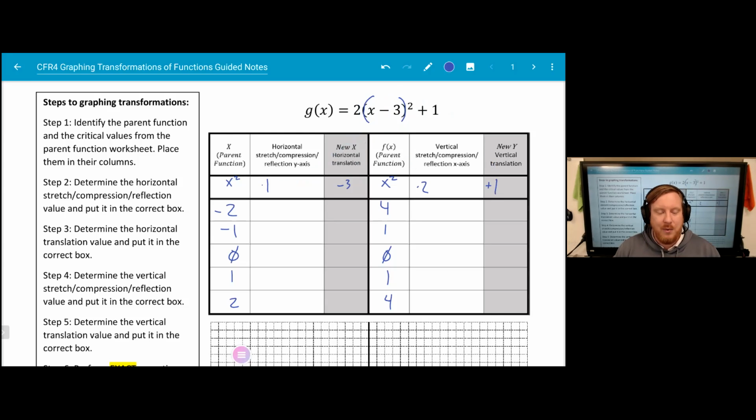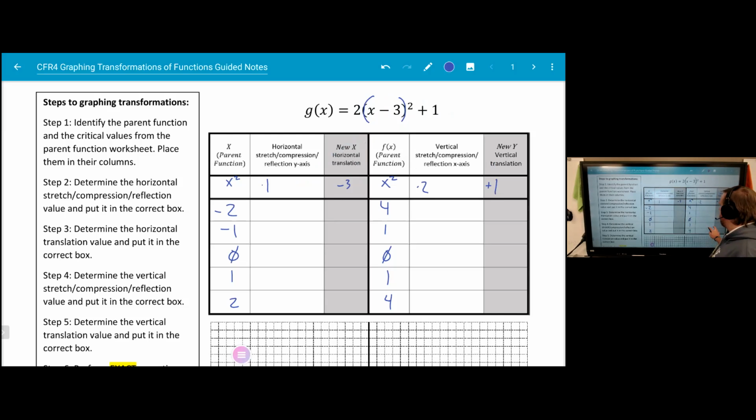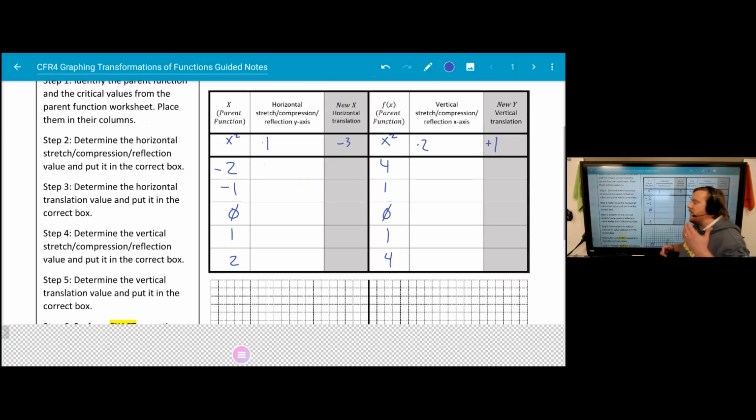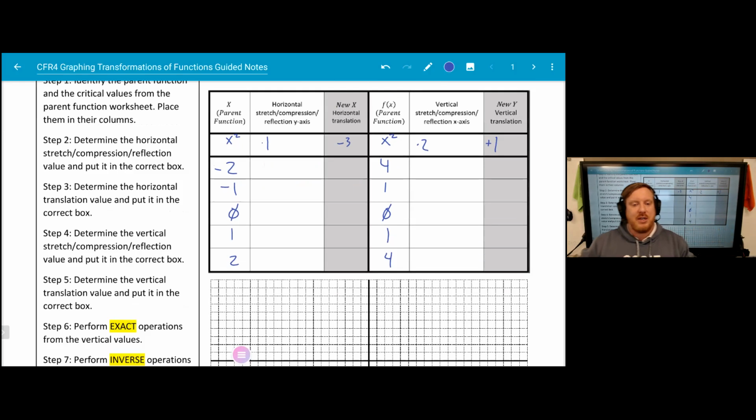So how are we going to use those? That's a really good question. Remember, we're trying to graph the transformations. How does this look different from x squared? And what we do is step 6.